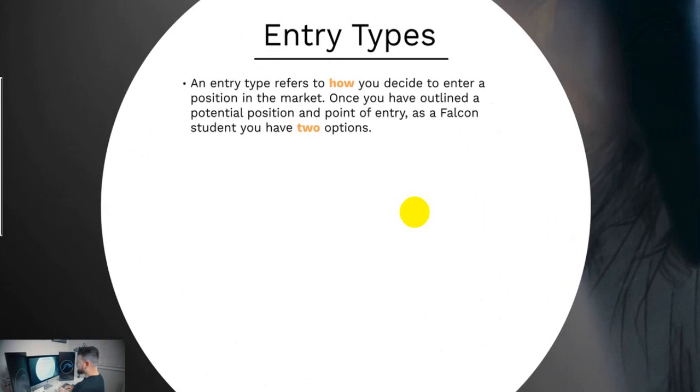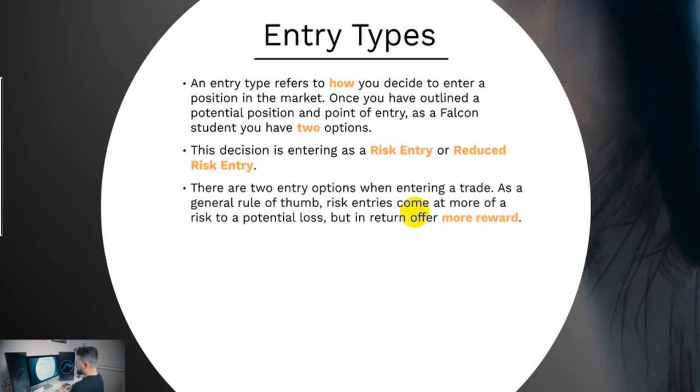So as an entry type, it refers to how you decide to enter a position in the market. Once you've outlined a potential point of entry, as a Falcon student, you have two options. This decision is entering as a risk entry or a reduced risk entry. Now, there are two entry options when entering a trade.